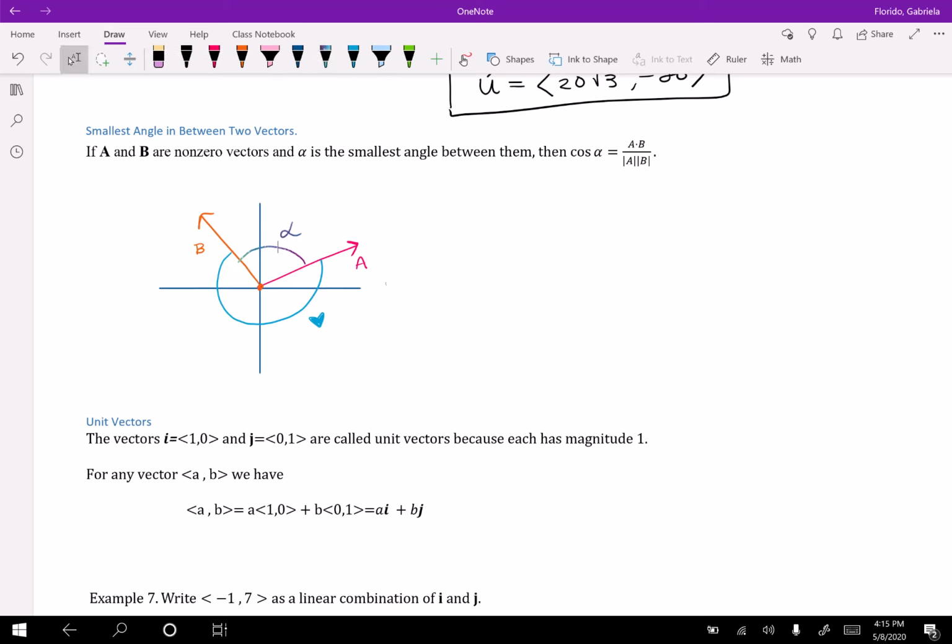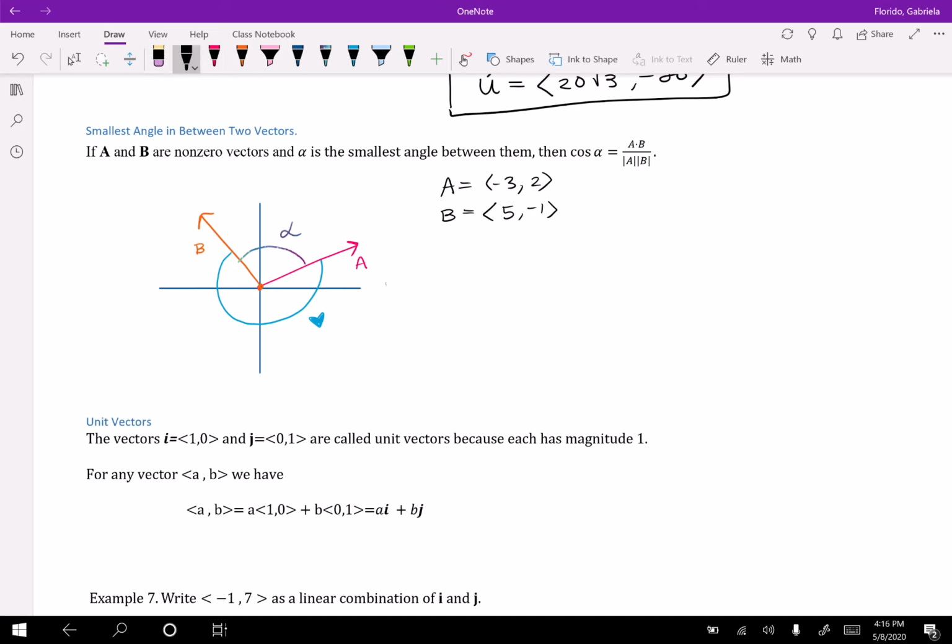Why don't we try an example? Just to really understand how this formula works, let's suppose that we have vector A equal to negative 3 comma 2, and vector B is equal to 5 comma negative 1. And let's find cosine of alpha. Cosine of alpha is equal to the dot product of A and B. So why don't we actually do that first? Let's find the dot product of those first.